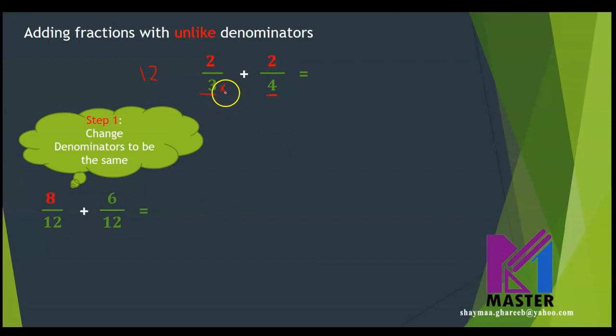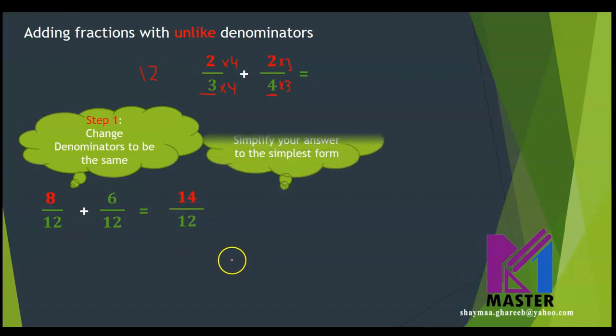So this fraction will be multiplied by 4 to be 12 up and down. And this 4 will be multiplied by 3 to be 12. Then I will write up and down multiplying by 3. So when I multiply the first fraction by 4 up and down, it will be 8 over 12. And the second fraction will be 6 over 12. Then I add. Now I can add them because both have the same denominators now. So 6 plus 8 is 14 over 12.